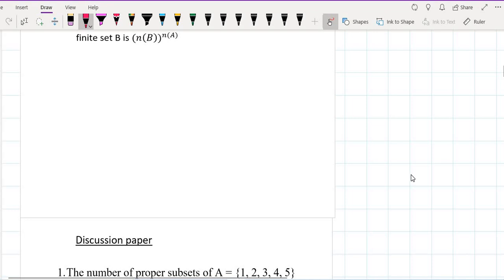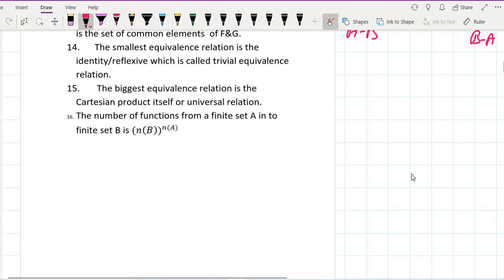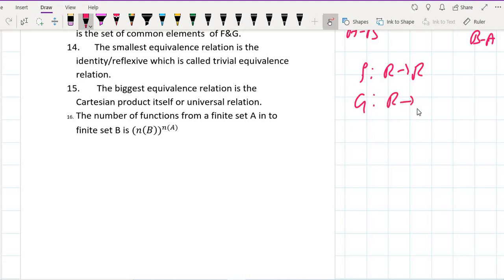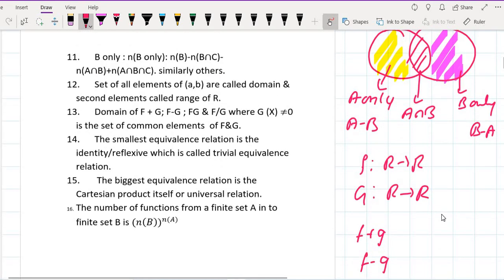Next consider functions. Suppose we consider 2 real functions f and g, 2 real functions from R to R like this. Then you can add those 2 functions. You can get the subtraction also. You can get the product also and division also when g is not equal to 0. All these things are familiar now.